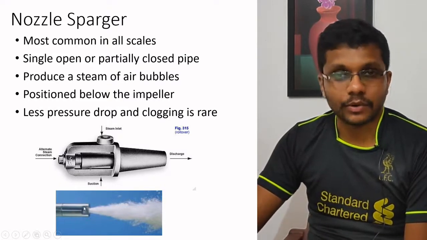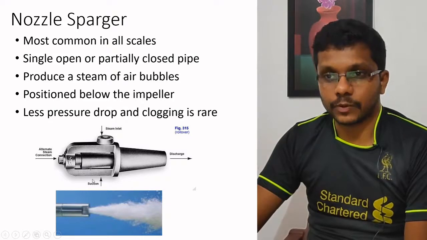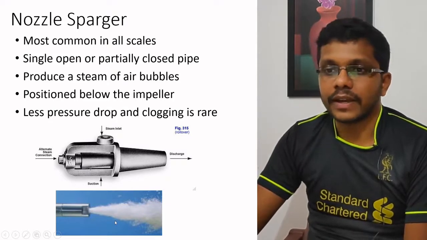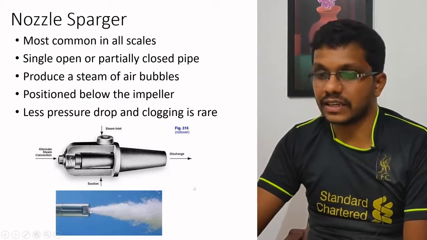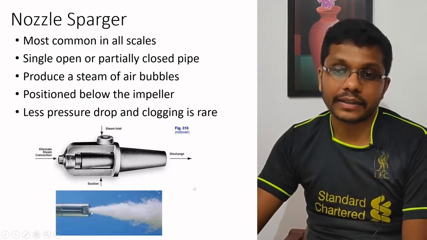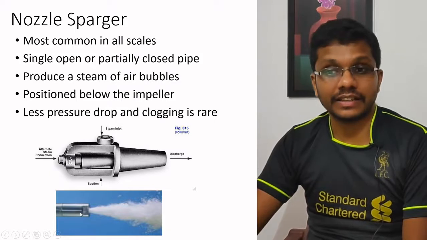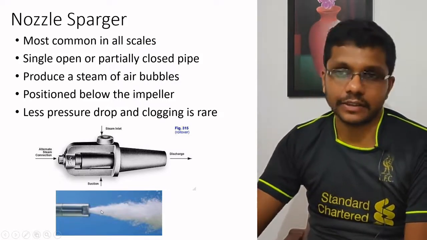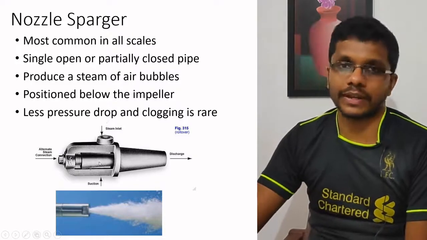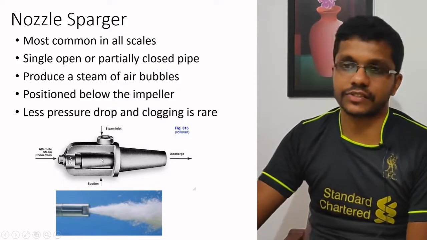It produces a stream of air bubbles, and it is positioned just below the impeller. Pressure drop and clogging are very rare because it's only one opening, and the air is pumped in at high pressure. The chance of clogging is really low, and it is the most common type of sparger used in the bioprocess industry.